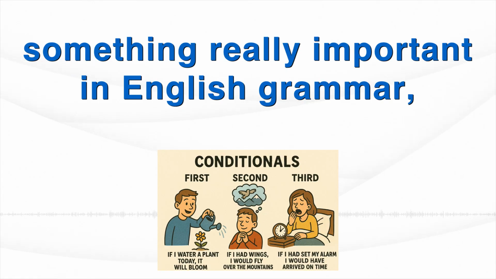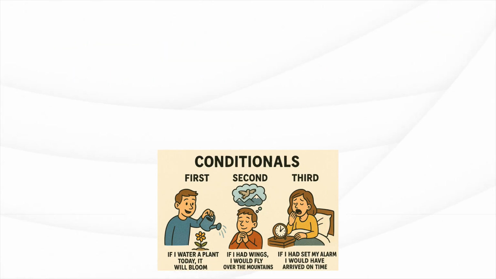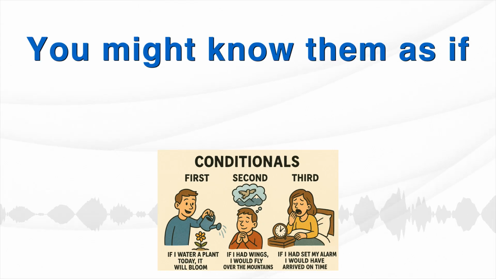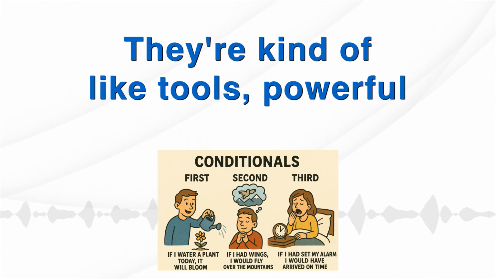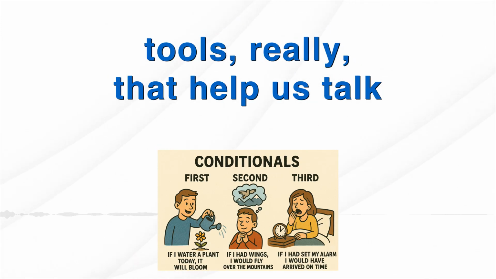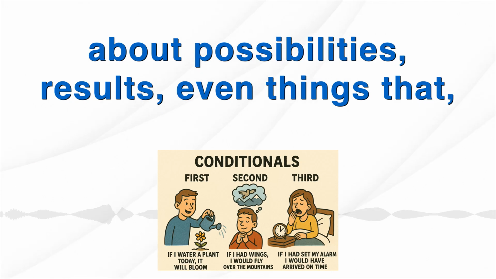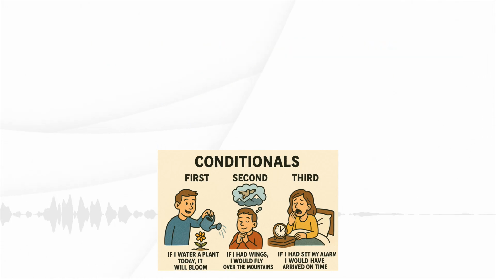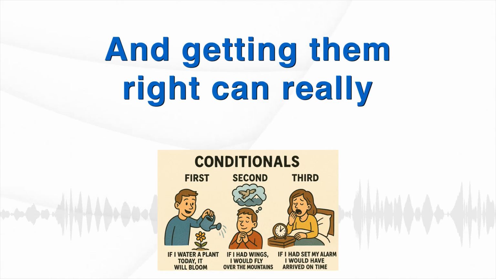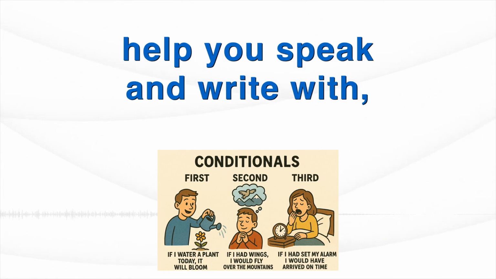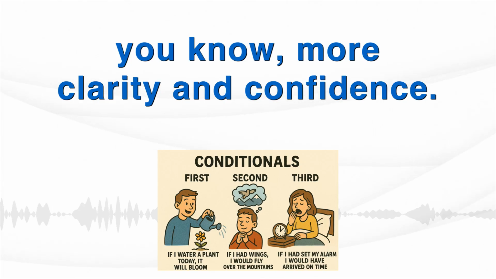Today we're going to talk about something really important in English grammar, English conditionals. You might know them as if-then sentences. They're kind of like tools, powerful tools really, that help us talk about possibilities, results, even things that, well, didn't happen. That's right. And getting them right can really help you speak and write with more clarity and confidence.